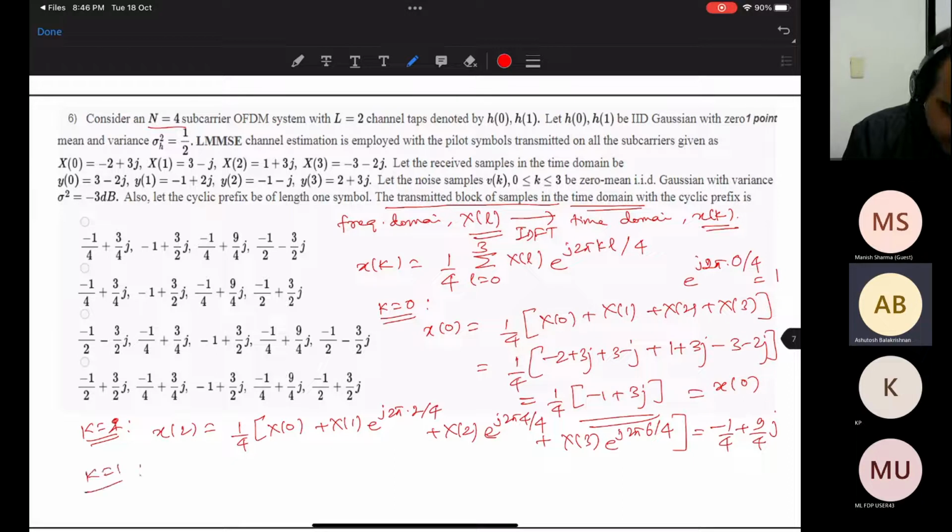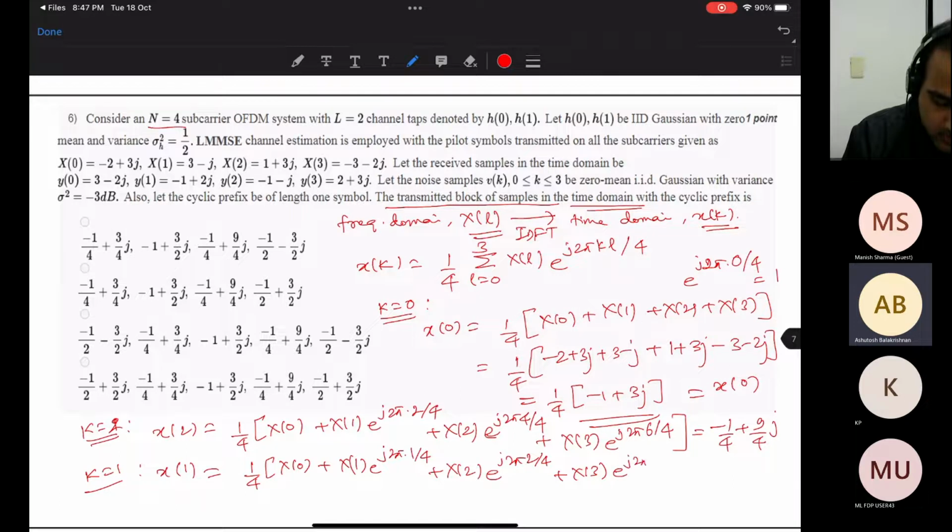For k is 1, x of 1 will actually be 1 by 4 times X0 plus X1 e to the power j 2 pi 1 by 4 plus X2 e to the power j 2 pi 2 by 4 plus X3 e to the power j 2 pi 3 by 4, and this comes out to be minus 1 plus 3 by 2 j, right?